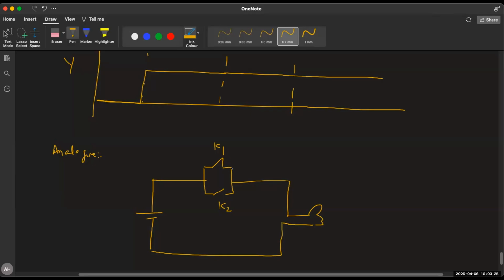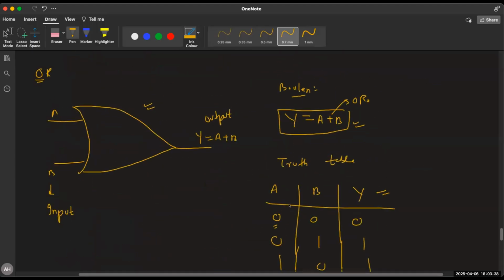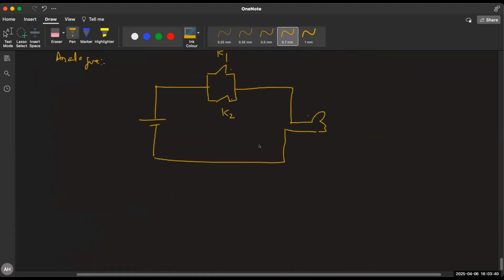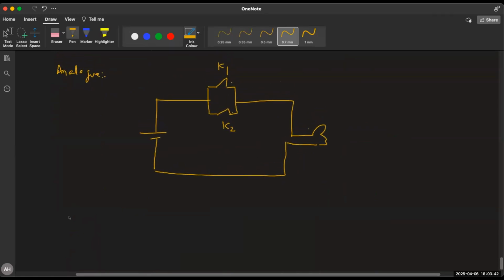It's complete. So bulb will glow. So when you give 1, 0, it will give 1. If you close this one and open this one, then also your bulb will glow, it's 1. And if you close both, then also your bulb will glow, 1, 1, 1. So this truth table can be explained through this analog circuit. Draw the analog circuit also. We'll do NOT gate then.